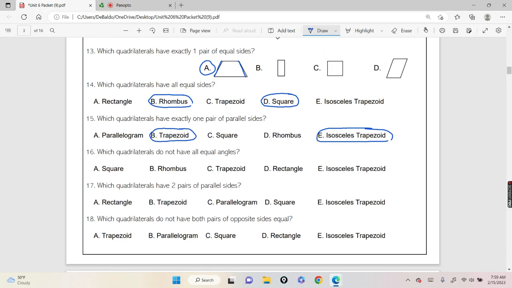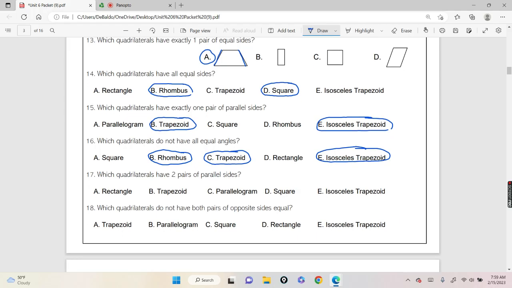Number 16, which quadrilaterals do not have all equal angles? Well, we know that some of them have the same angles and some have opposite angles. So we know that a square has all right angles. So that can't be our choice here. But a rhombus has opposite angles that are equal. And a trapezoid, we also know the angles are not equal to each other. The rectangle has all right angles, so those are the same. And an isosceles trapezoid, all the angles are going to be different.